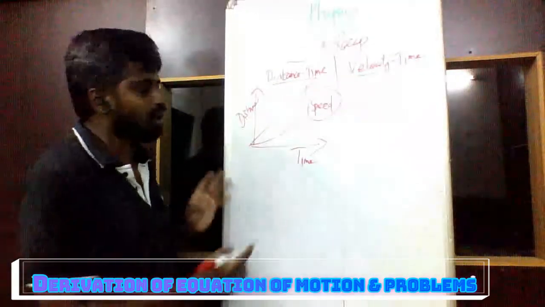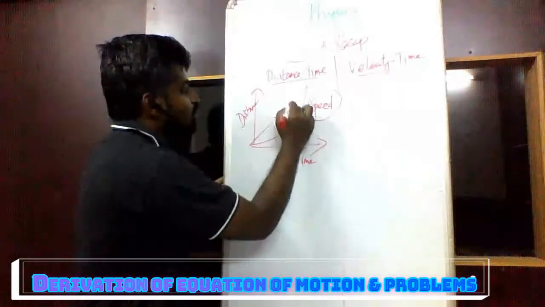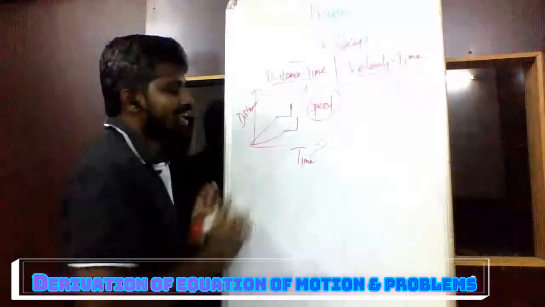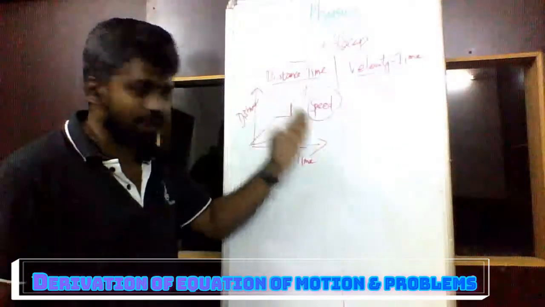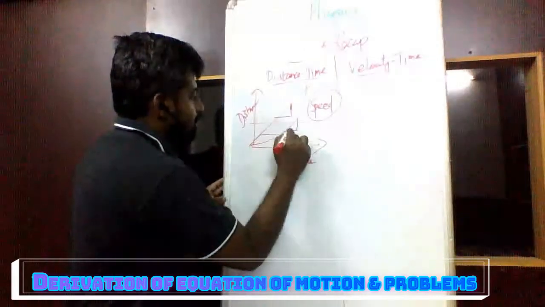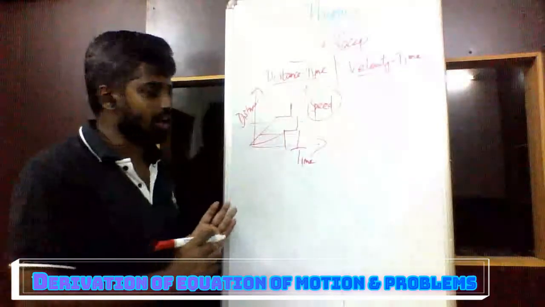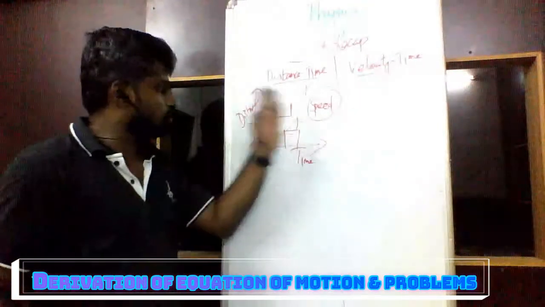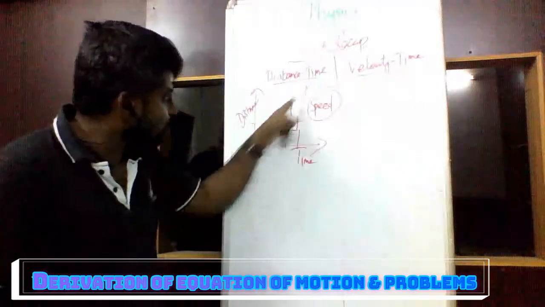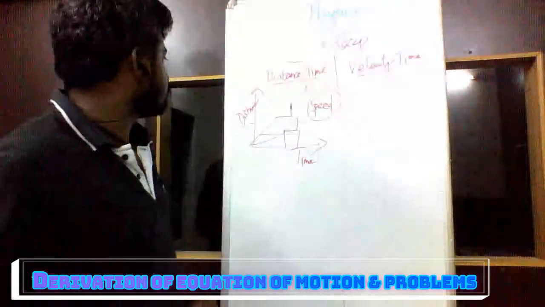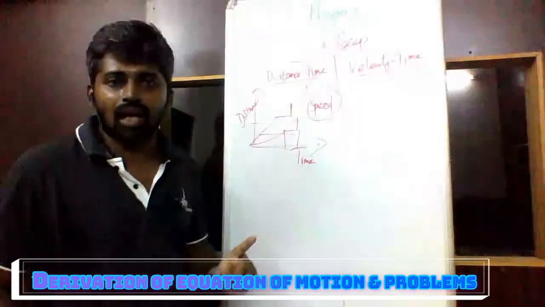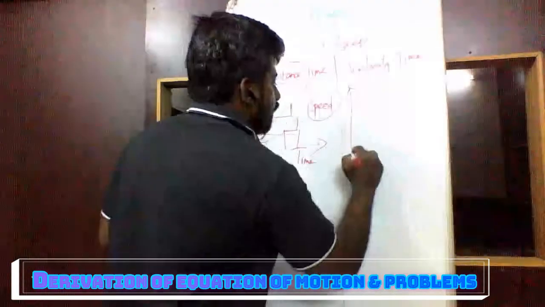So in the distance time graph, we are going to find speed. What is the speed? dy by dx, the slope of this curve is calculated as speed. This is the y-axis, this is the x-axis. When we find that, that is called speed. So one is uniform motion, another one is non-uniform motion. Over.